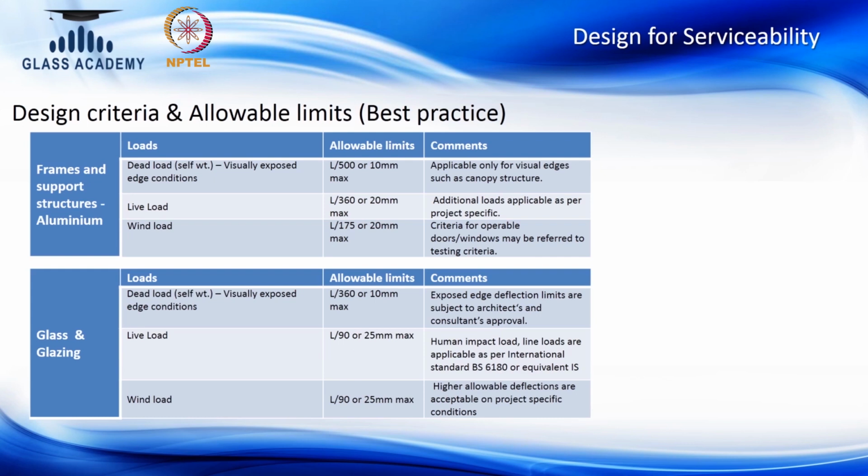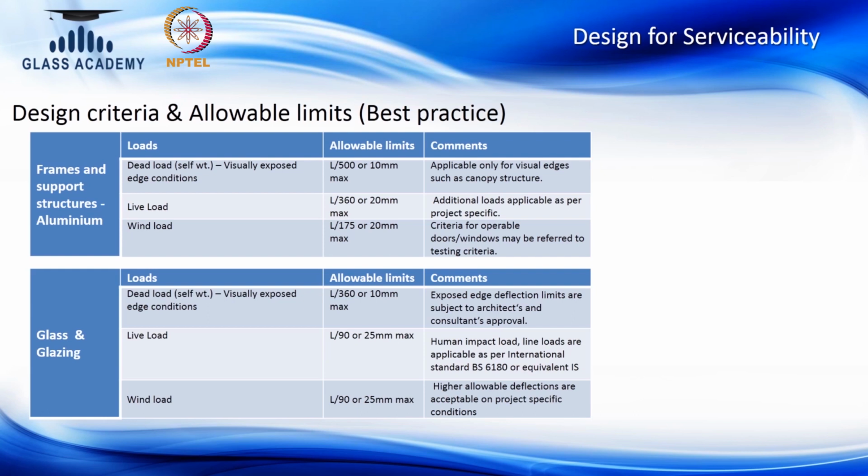And similar to the framing element, here it shows the glass and glazing element or cladding element. It has a dead load criteria. Mainly dead load criteria is not a major factor. It needs to be checked for live loads if it has a human impact, such as glazing used at the lower level, at the sill level, or the hand railing, glass railing, this is critical.